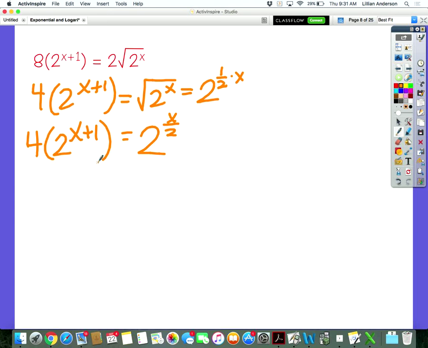Look at it now. Is there anything that doesn't belong? That doesn't look like the rest? 4. 4 doesn't look like the others, because I've got a base of 2 to the x plus 1, and I have a base of 2 raised to the x over 2. Is there a way I could rewrite 4 to have a base of 2?